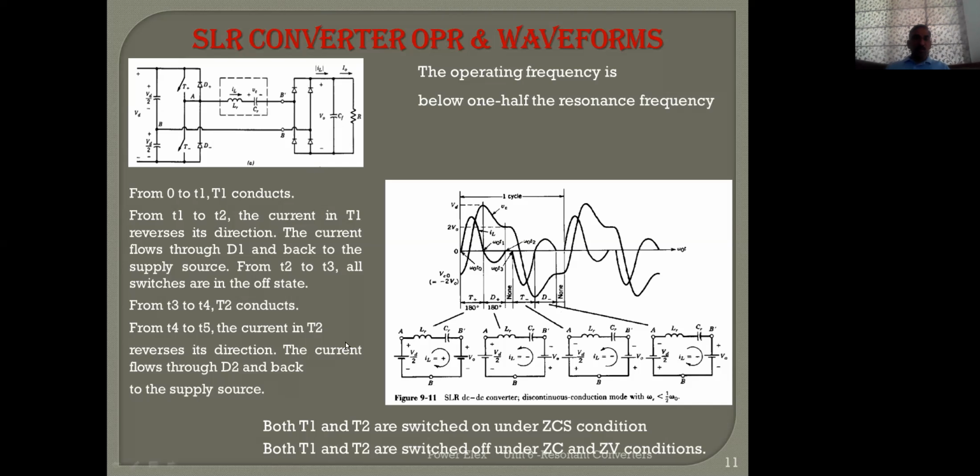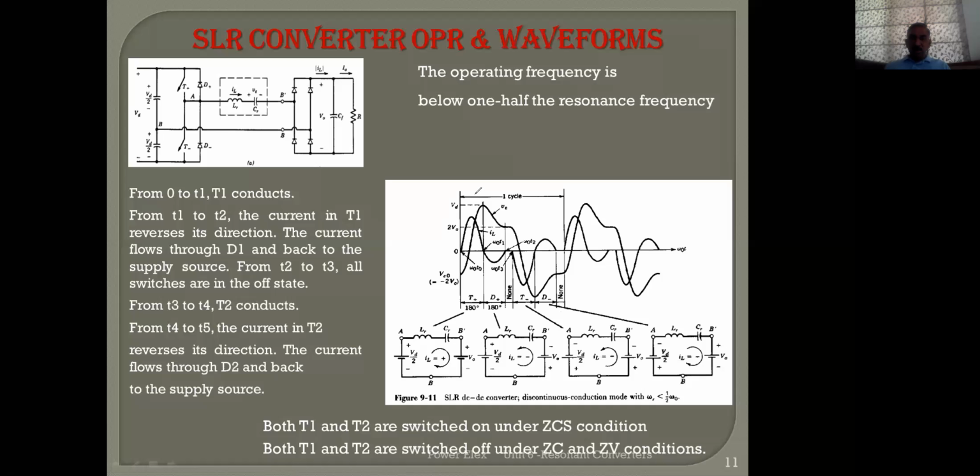So we do have 4 modes of operation from 0 to T1. During this period, T plus conducts. From T1 to T2, during this period, the current in T1 is reversing direction. The current flows through D1 and back to the supply source. This is nothing but effectively regeneration. From T2 to T3, during this period, all switches are turned off. None is in conduction.